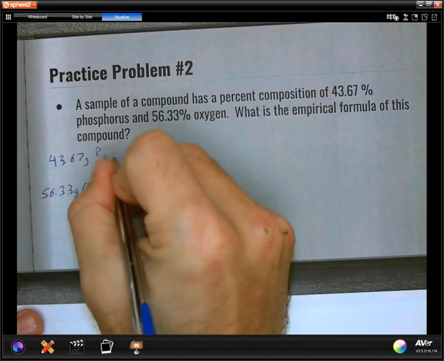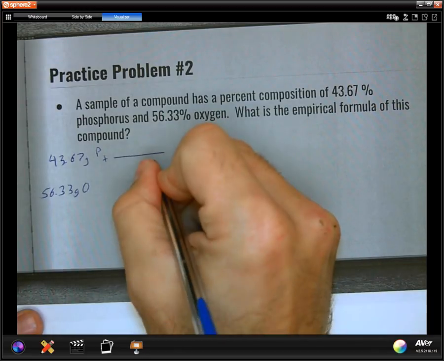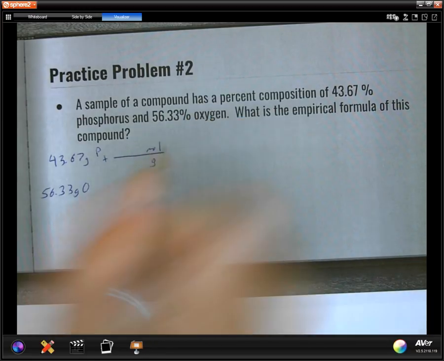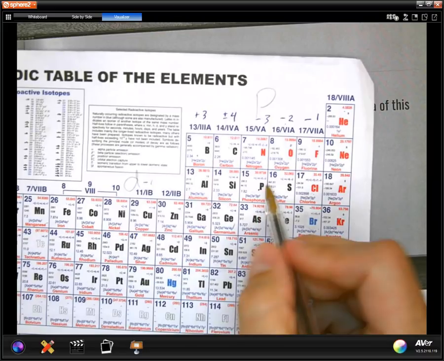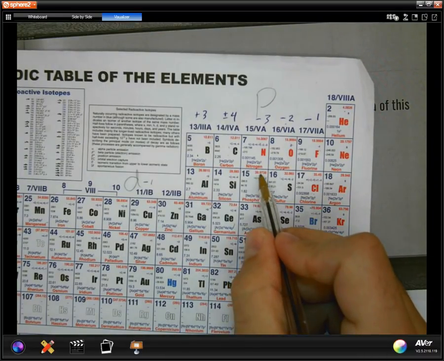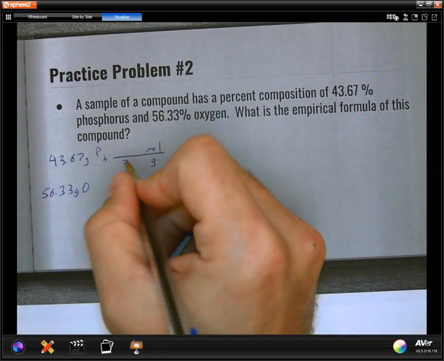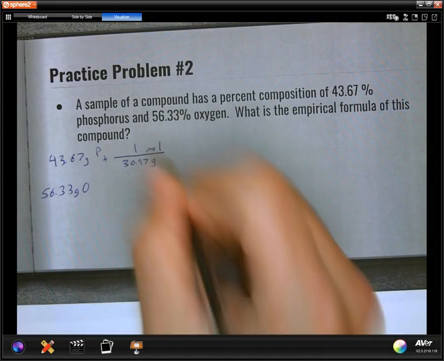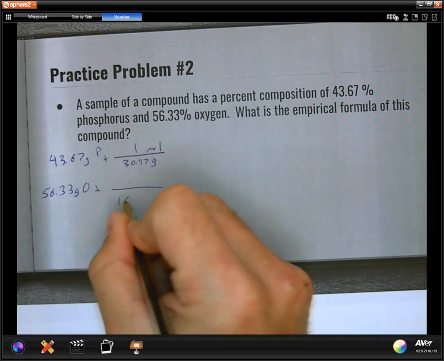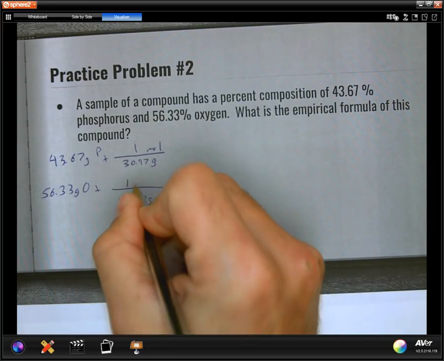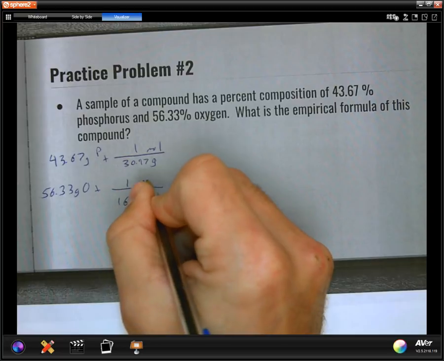Now we're going to convert this into moles. How do I do this? Again, I look at my periodic table. I am reminded that phosphorus has 30.97 grams in every 1 mole. So I'm going to use 30.97 grams per mole. Same thing with oxygen. If you check your periodic table, you see there are 16 grams in every mole of oxygen.